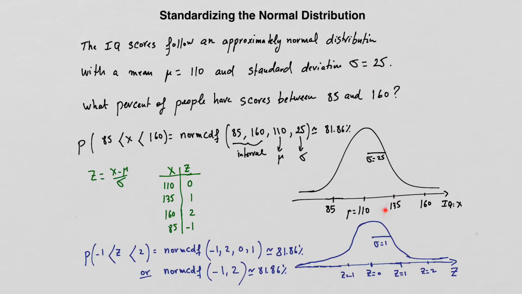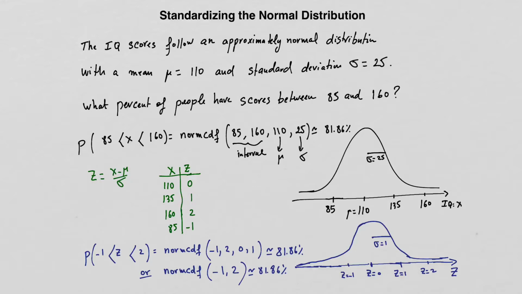Now, let's test 135. And I'm claiming if x is 135, z has to be 1. And I'll show it to you. I'll give you 2 reasons. One is, let's just plug in 135. So 135 minus 110, remember the mean is 110. 135 minus 110 is 25. And 25 over 25 is 1. That's one way to do it.